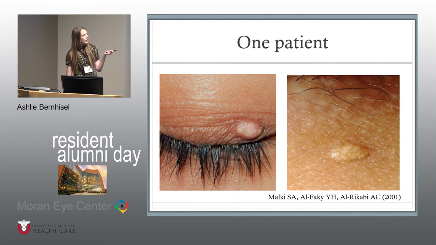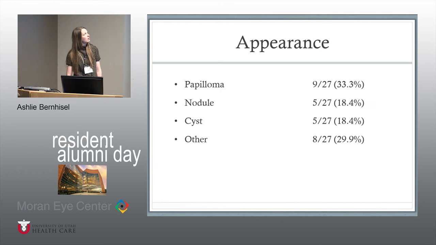Even in one, this is the same patient. This one's on the left upper lid, and this is the lower lid on the left side. You can see how different the appearance is externally, but they both ended up being idiopathic calcinosis.